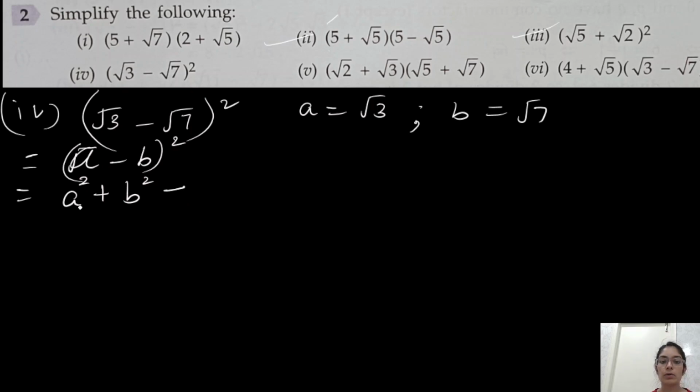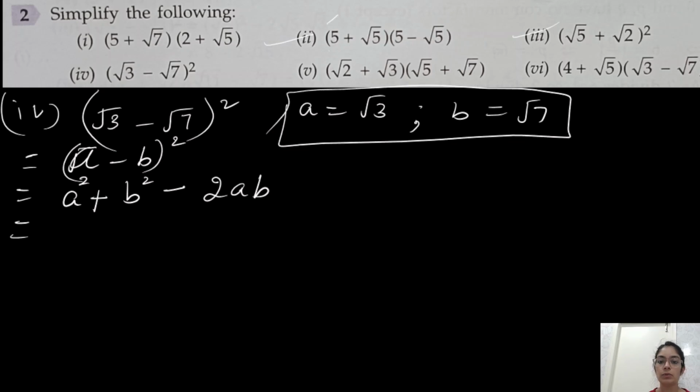So a minus b whole square is what? A square, see here, with b square plus is there. Most of the time I have seen students making a mistake. They are writing minus with b square. See here it is positive, only with the 2ab term you have to write minus. So a square plus b square minus 2ab. This is the expansion.